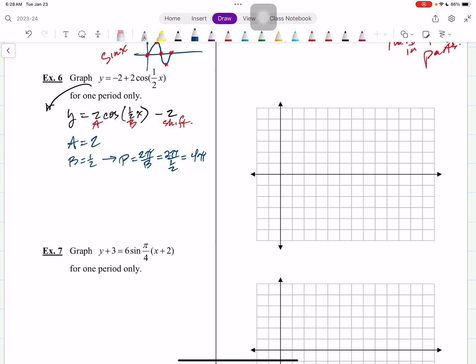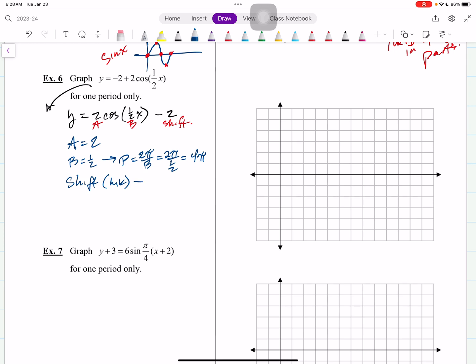And then what else do we need to know? We need to know the shift. So my shift, which is h comma k. There's nothing being subtracted from x here, so h is 0. And then, well, look here, it's a subtract 2, so it's a minus 2, so it's a down 2. So 0, negative 2, so down 2 here.